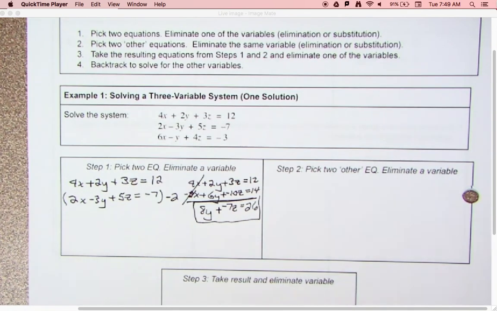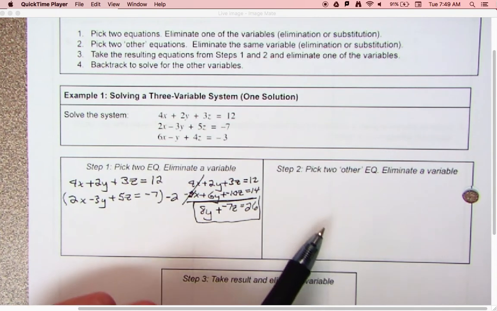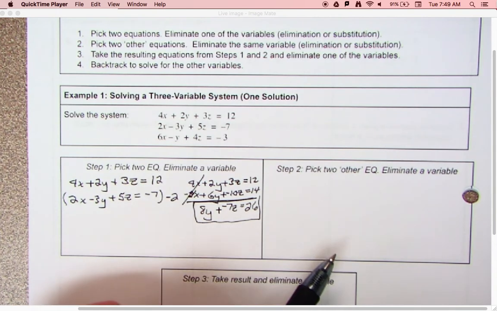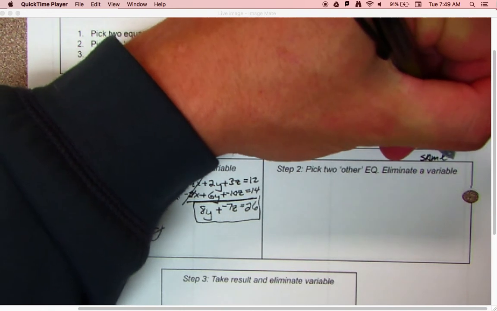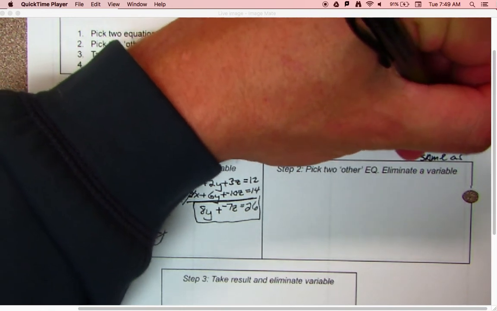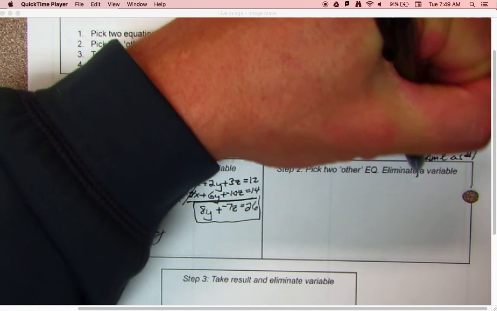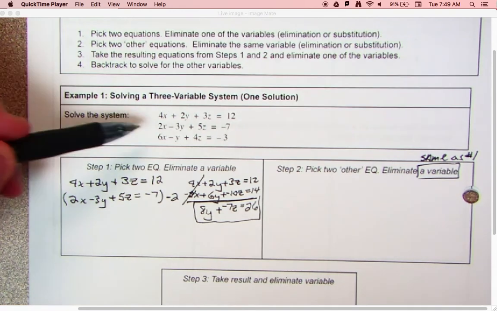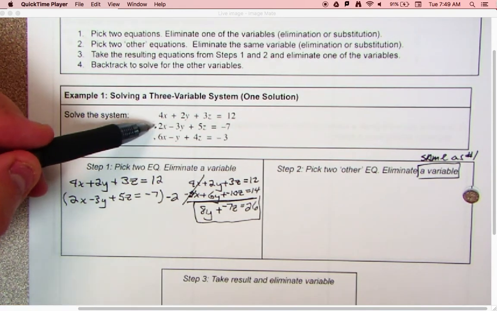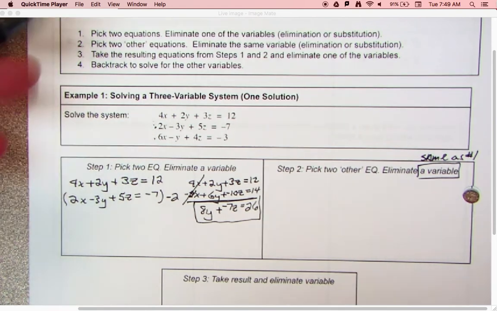Okay. Step 2, pick 2 other equations, and you need to eliminate the same variable. So let's put a little note up here: same as step 1. So that variable has to be the same. So I have to eliminate the x variable. So I'm going to pick the bottom 2 equations here because I can take this one and multiply it by negative 3 and get an opposite of 6x.